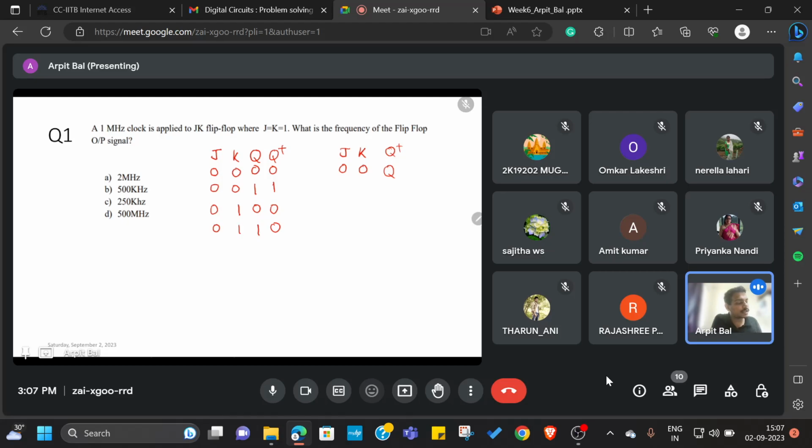When J is equal to 0 and K is equal to 1, the next state is going to be 0 irrespective of the value of the present state. So 0 1 implies 0. Then the next is 1 0. Whenever J is equal to 1 and K is equal to 0, the next state is going to be 1 irrespective of the value the present state was.